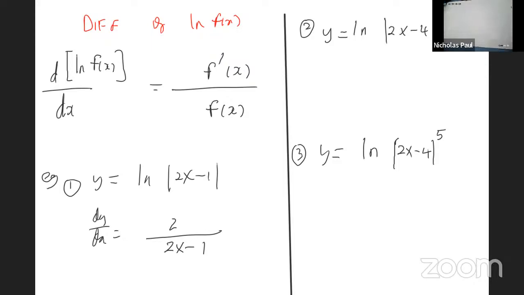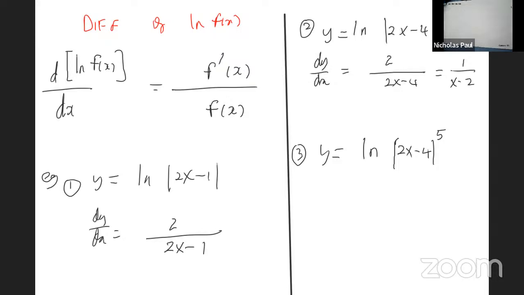All right, let's see what you got. So we have dy/dx. The denominator is 2x minus 4, numerator is 2. If you want to simplify it, you'll get 1 over x minus 2. Divide everything by 2. Okay, that's an option, but you don't have to.